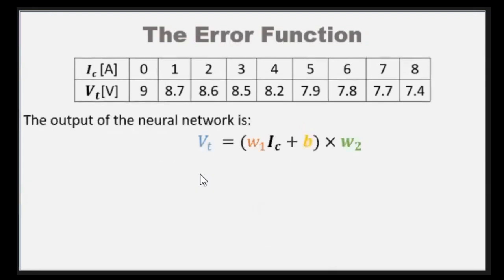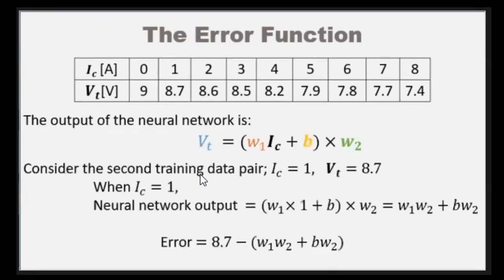You are applying 1 ampere. Now the VT for input 1 should be 8.7, that I know. But what I will get is, based on the W1 value, W1 into 1 plus B into W2. This is the value that I will get based on the W1. You can add any value to this and see, right? W1, W2, BW2. Then the error is 8.7 minus (W1 plus BW2).